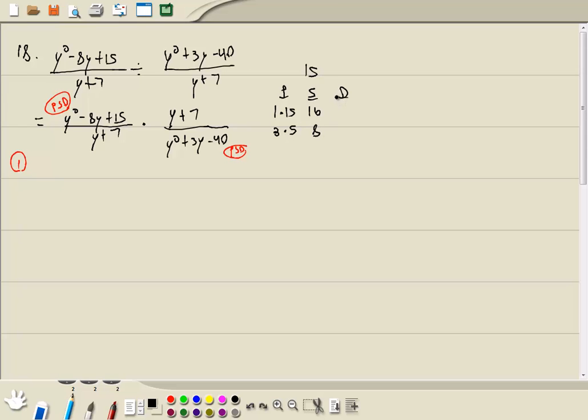Difference column, subtract smaller from larger. 15 minus 1 is 14, 5 minus 3 is 2. Number we're looking for is always the number in the middle term, which is 8. So we're going to use 3 and 5.